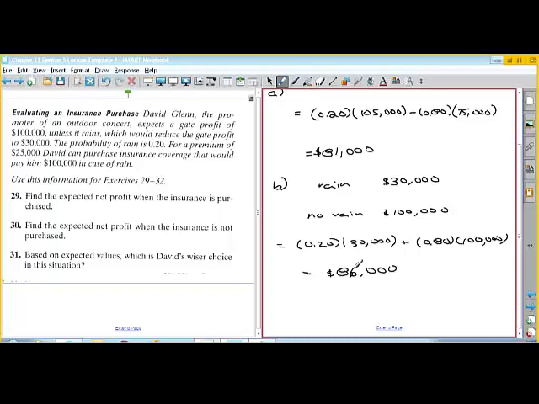But the question is, why might he still buy insurance? The other question is, why is the guy selling insurance? The guy's selling insurance not to be a nice guy. He's selling it to make some money. So on average, every year, he's going to make the difference, $5,000 a year, something like that. The insurance guy's going to make some money. That's why he's in business.